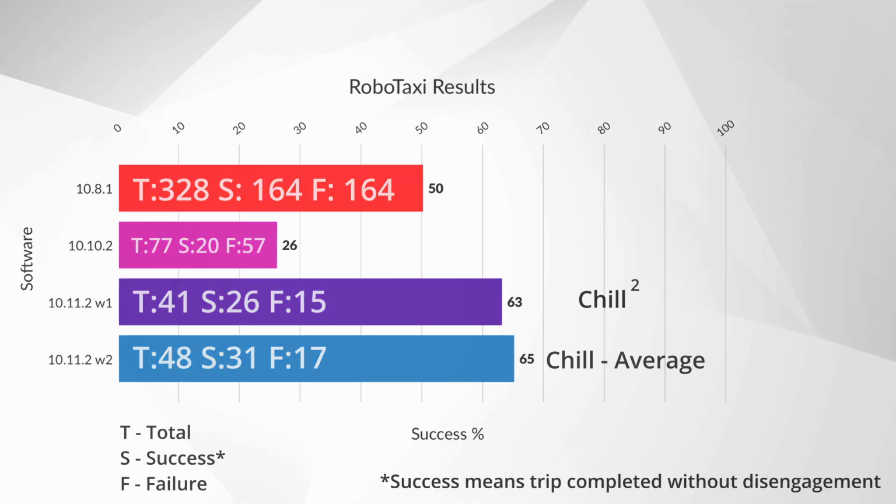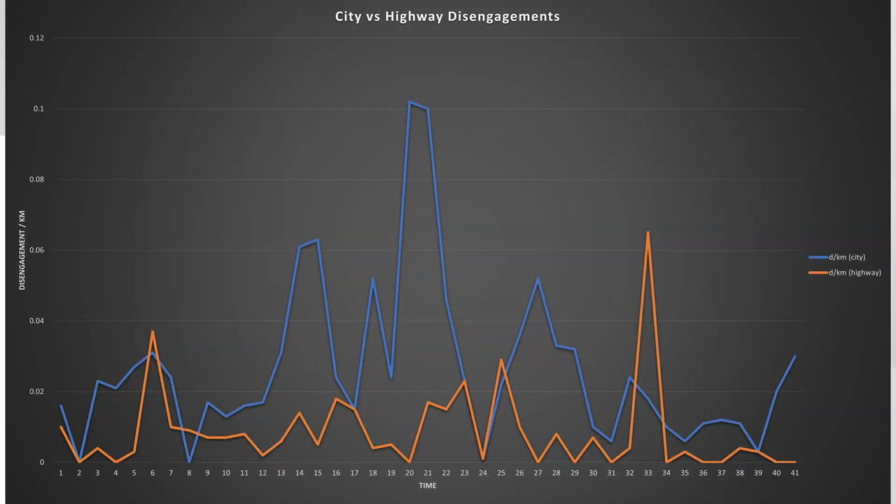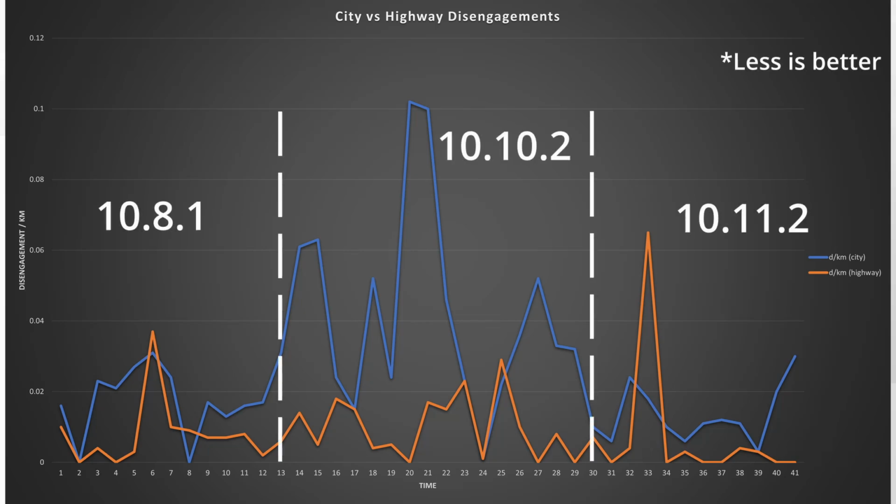Moving into our city versus highway disengagements, I plotted the last 7 days of driving, and we can see that this graph is getting a little out of hand. This is literally a day-to-day chart over these last 41 days of testing. And this is a good example of the highs and lows in those different areas where I drive. To better make sense of this crazy graph, what I've done next is simplified all of these individual points to averages over every 5 days.